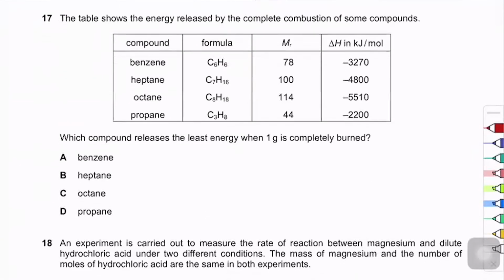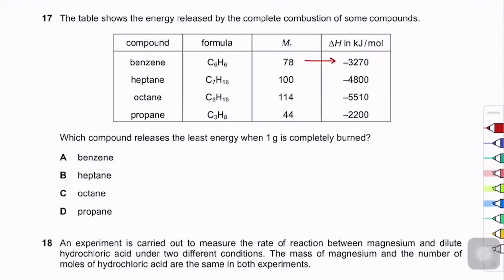The table shows the energy released by complete combustion. Which compound releases the least energy when 1 gram is burnt? Now, here's the thing. How do you solve these? There are multiple ways, but let's understand what they're asking. You have 1 mole of this compound. When it burns, it releases this much energy. What is its mass? The mass of 1 mole of any compound is its MR. So this is telling me that 78 grams of benzene gives this much energy.